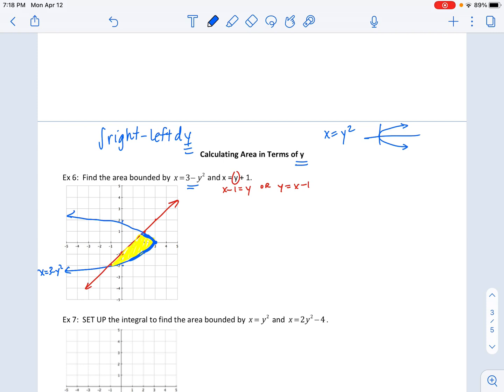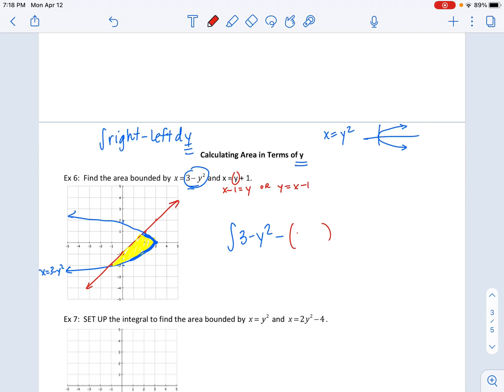So let's go ahead. The right function, of course, is 3 minus y squared. So I'm going to do 3 minus y squared and then a minus sign, and the red function I'm going to put next. But I can't put it in there as x minus 1, because it's got to be in terms of y. So I'm going to clean that up a little bit, and instead I'm going to put it as the original way that it was stated to me in the x equals format: x was equal to y plus 1.